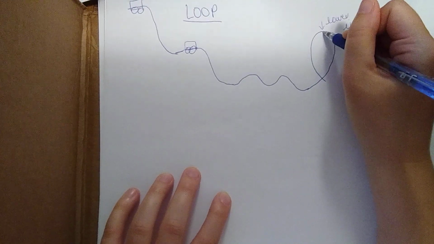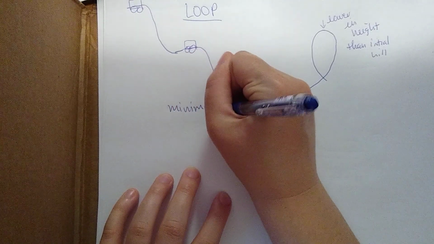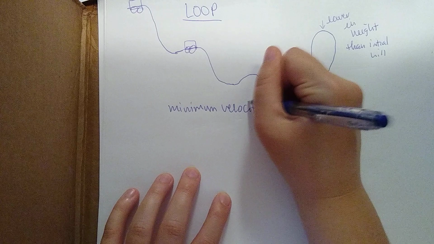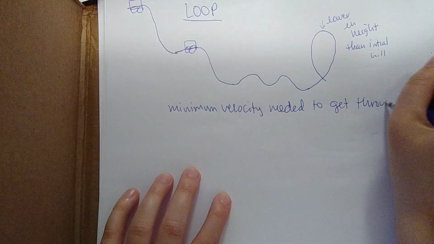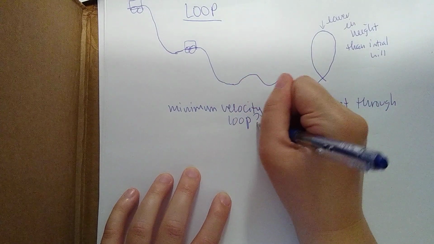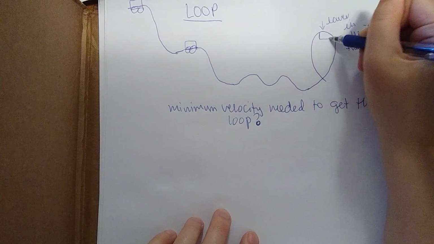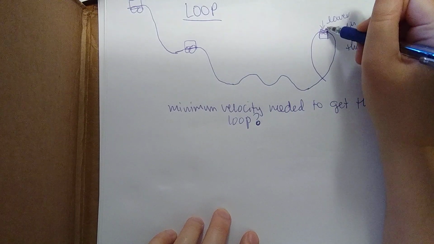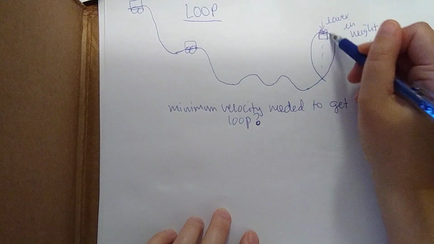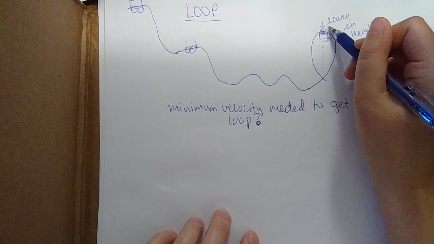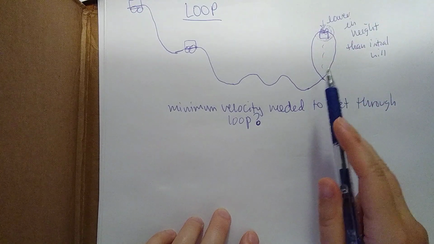So basically it's asking you to figure out what is the minimum velocity needed to get through the loop. So basically what you have to do is pretend your car is here. So here's the car going through the loop. This is the maximum height in the loop. So you have to figure out how much potential energy is here, and then figure out the velocity based on that potential energy. So just like we did in the last part.